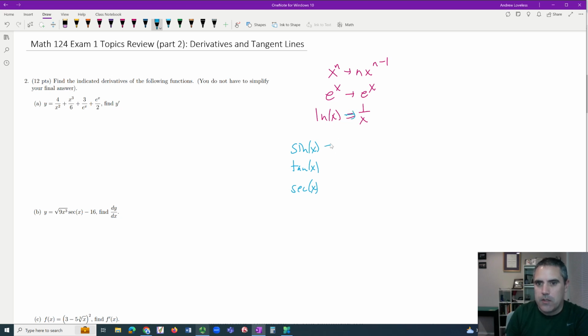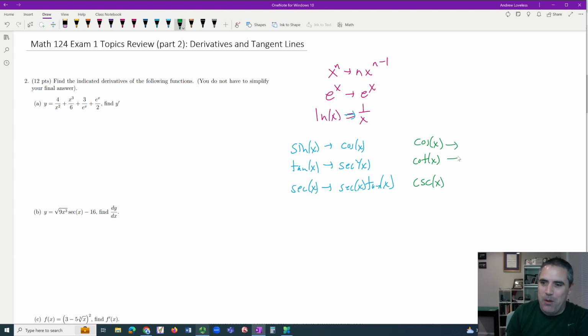So the derivative of this one is cosine. The derivative of this one is secant squared. The derivative of this one is secant tangent. And I always say if you can remember those 3, you can remember the rest. Because the ones that start with a C, I call this the Loveless law of the C's.